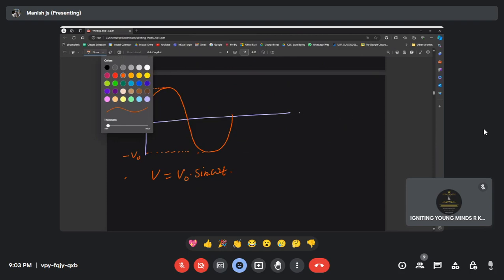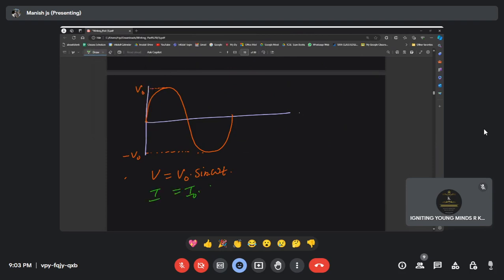Same way, if I want to show it for current, current I is equal to I naught sine omega t. But we know that I naught is less than V naught. That is the reason if you're going to show the current waveform, it will be smaller than your voltage waveform. No doubt both will have the common point of origin. But look at this. This is how it is.